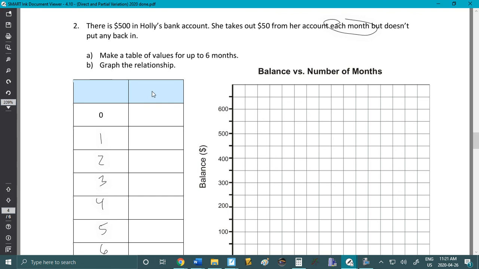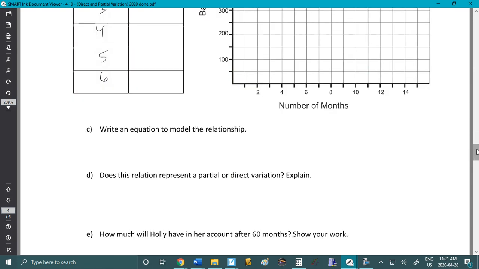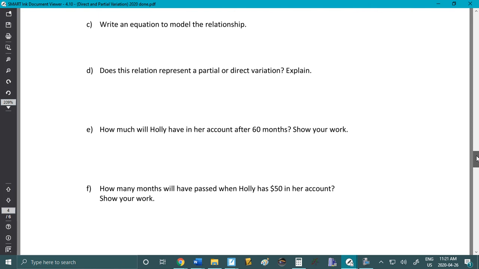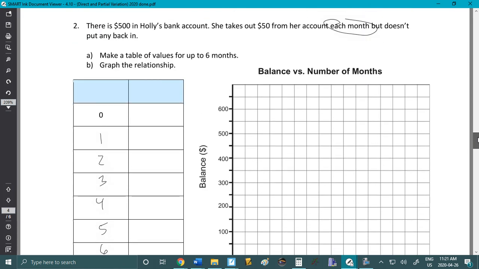I would encourage you to pause and try this on your own. And I want you to fill in what goes up here and here. Fill in these numbers, do the graph, and answer these questions at the bottom. Okay? So I'd encourage you to pause and try that now.